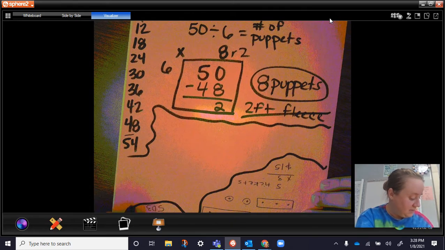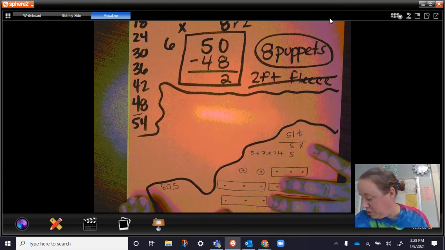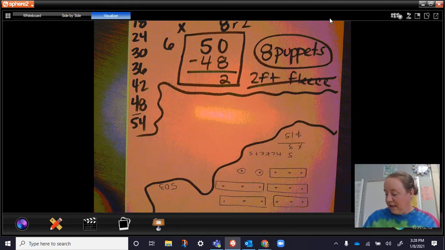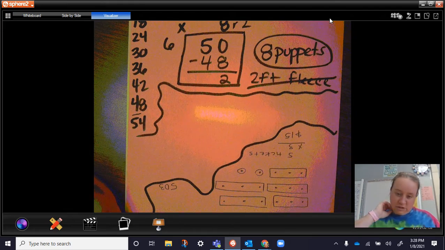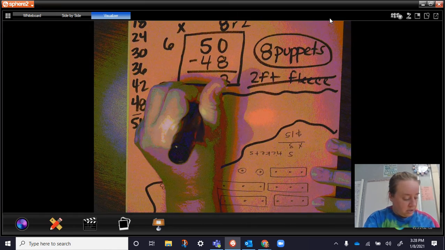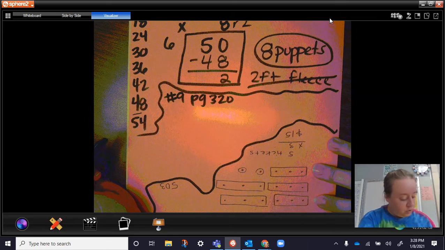Clear off some space here. All right, we'll work in this little section right here so I won't waste too much paper. All right, the next problem says that we have Kathy, and I'm on number 9 on page 320. It says Kathy has 10 tortillas.